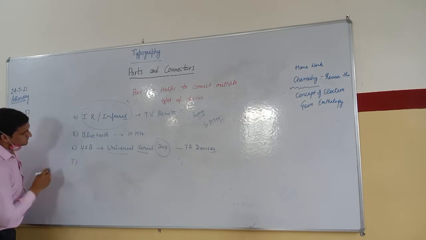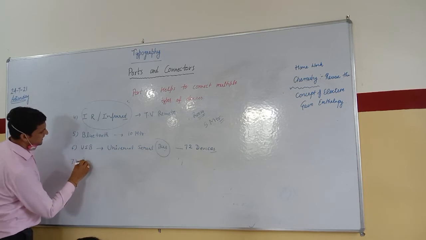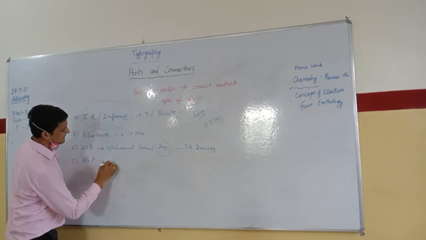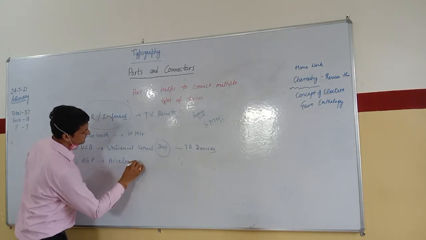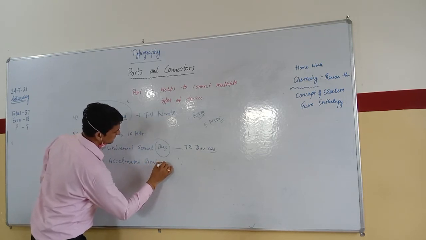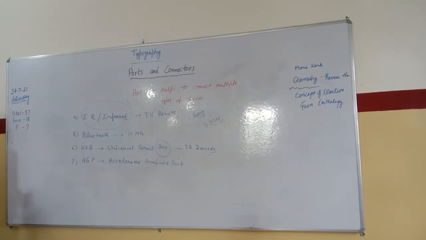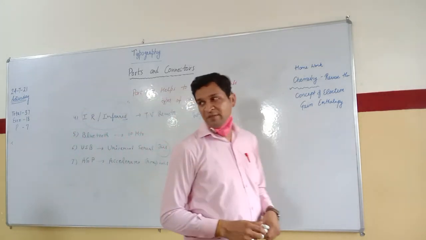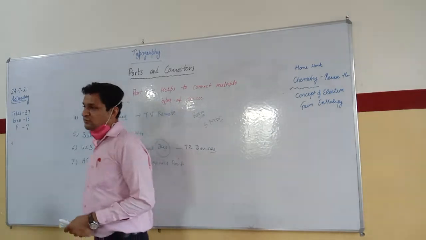Next is AGP. The full form is Accelerated Graphics Port. What is the use of AGP? As the name suggests, it is used for graphics purposes. In other words, we can say that it is a graphics card port.